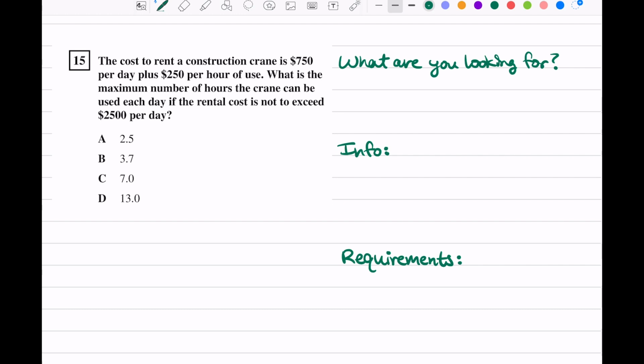So the first one, what are we looking for? Usually we can find that in the final sentence. So we see that we're looking for the maximum number of hours to use the crane.